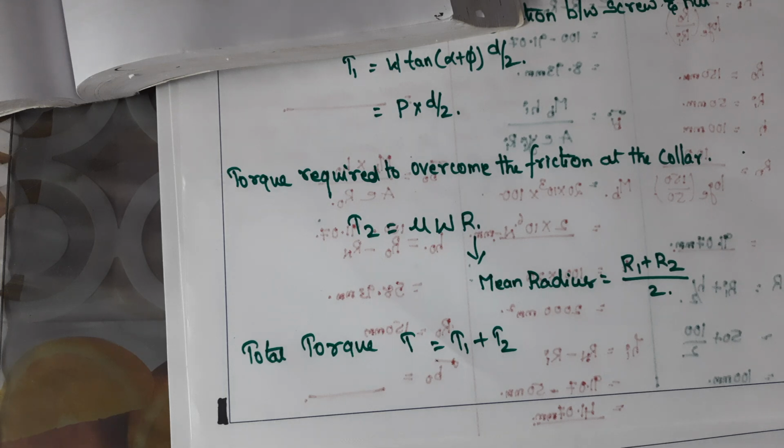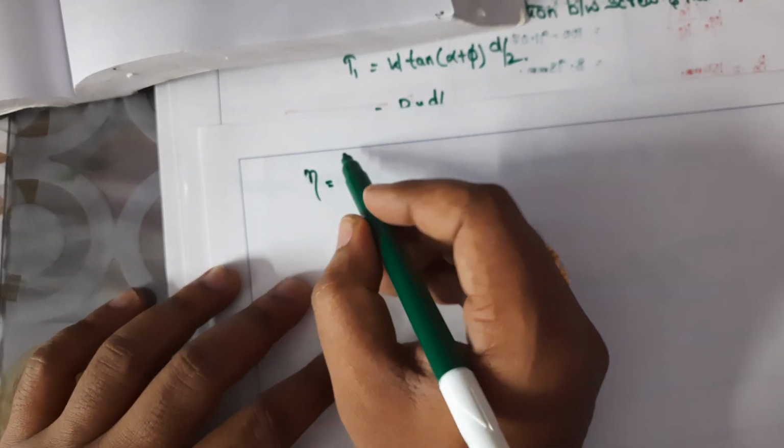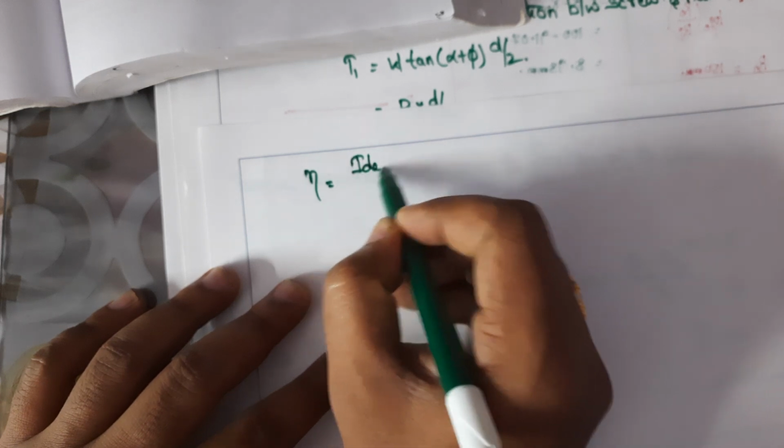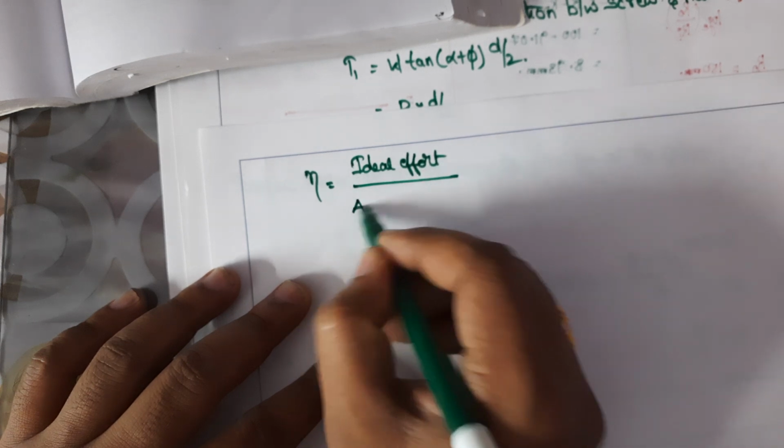So the next concept is we have to know the efficiency of a screw thread. The efficiency is equal to the ratio between the ideal effort, that is the effort required to move the load neglecting the friction, to the actual effort, the effort required to move the load taking the friction into account. So efficiency is equal to ideal effort by actual effort.